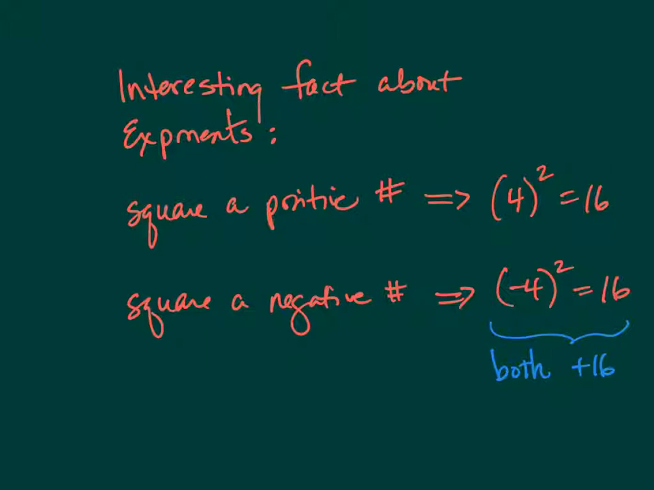Something we really haven't talked about is this idea that when you square a positive number, it is positive, right? 4 squared is 16. But when you square a negative number, like negative 4, it's also positive 16. Both of them are positive perfect squares, even though you started out with a negative number or a positive number. You don't know what you might have squared to get positive 16.